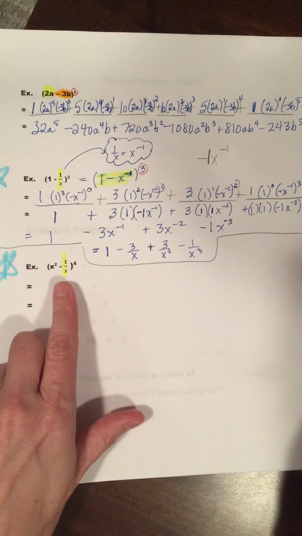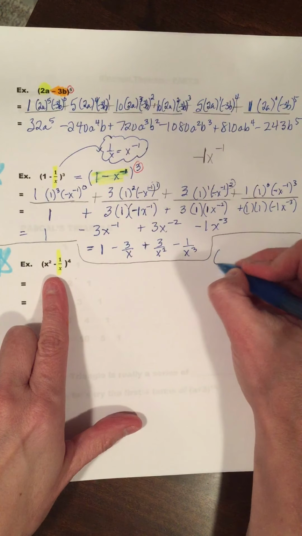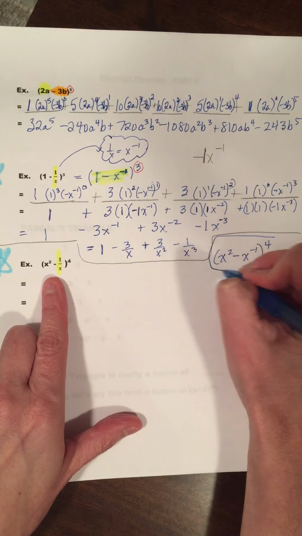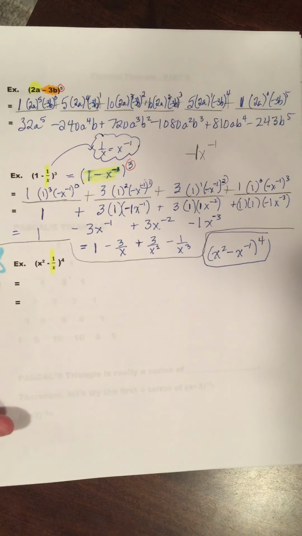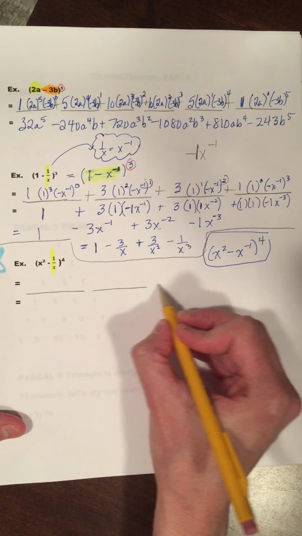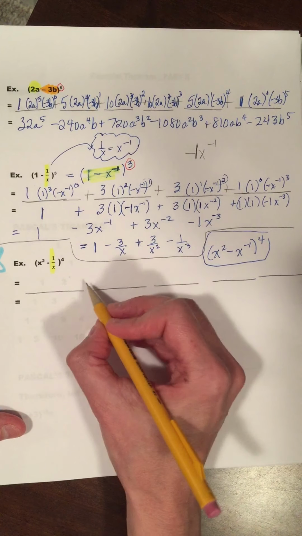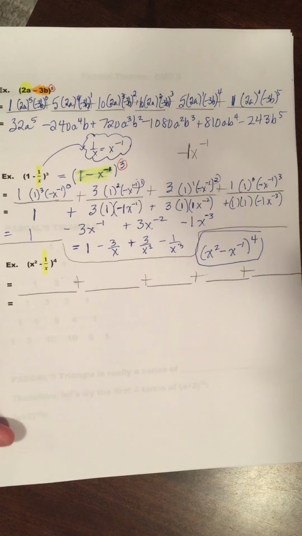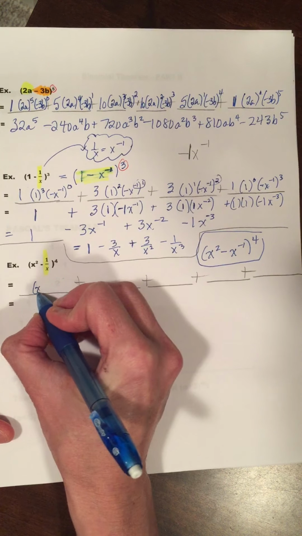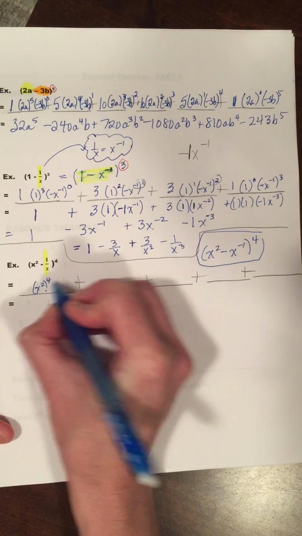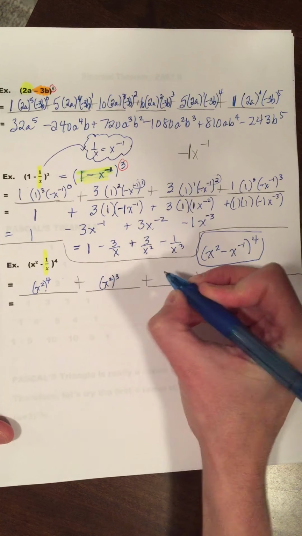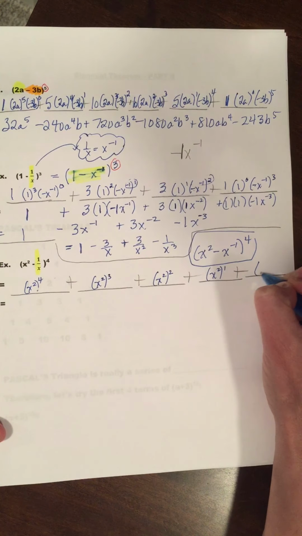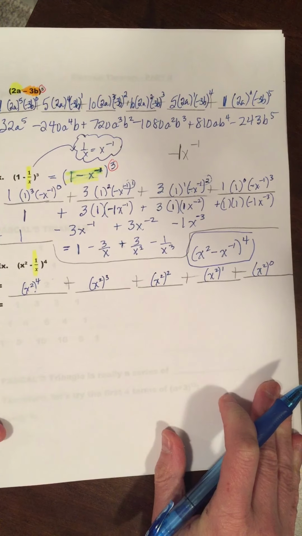Okay. Let's rewrite our last example as x squared minus x to the negative 1 to the 4. That's what I want to use. And I know that I'm going to have 1, 2, 3, 4, 5 terms. First term is x squared to the 4, x squared to the 3, x squared squared, x squared to the 1, x squared to the 0. That part's easy.